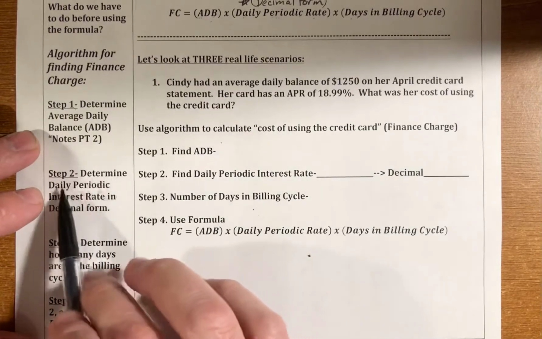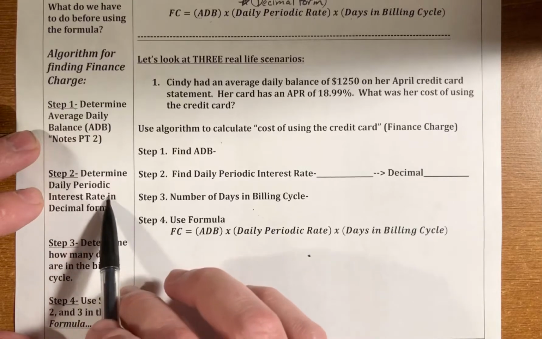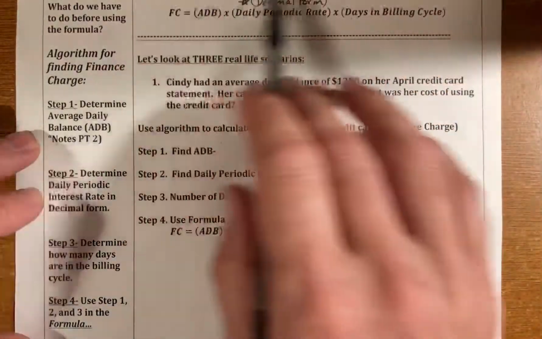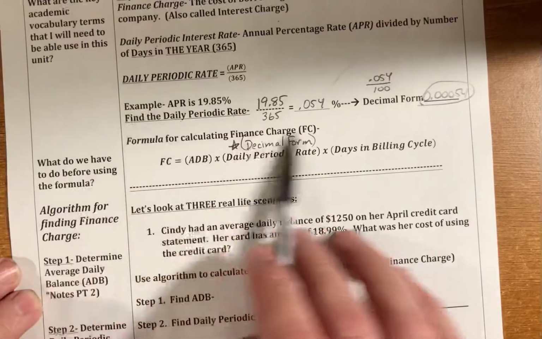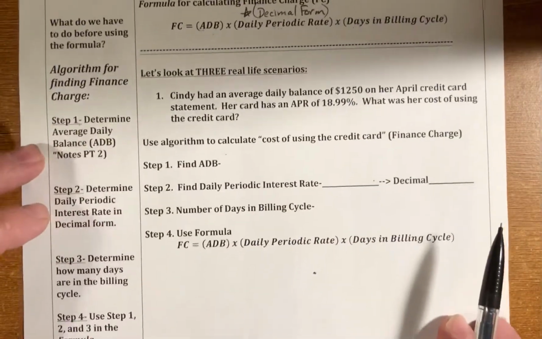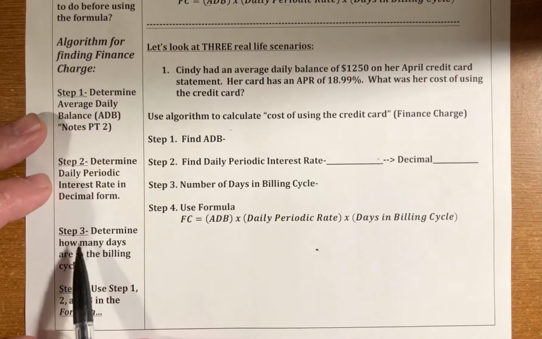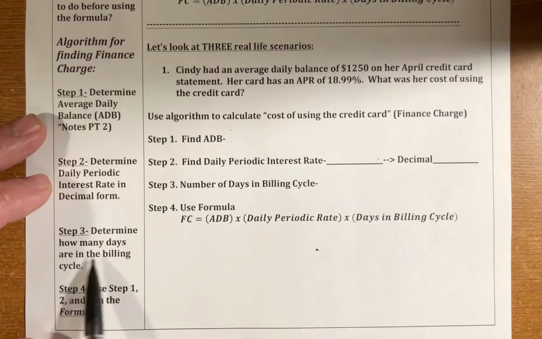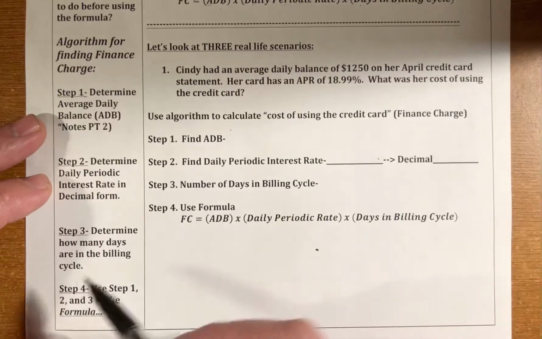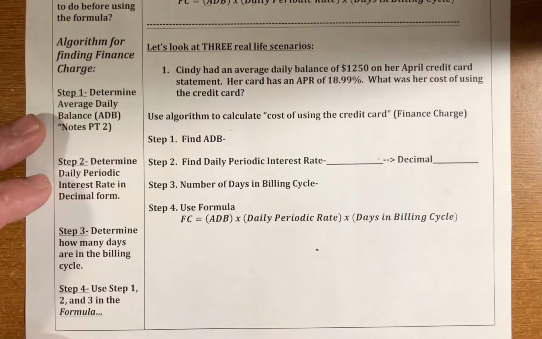Step 2, determine the daily periodic interest rate in decimal form. That's what we did right up here, okay? And we're gonna be able to do that every time, I promise you. And then step 3, determine how many days are in the billing cycle. And for the most part, it's gonna be 30. Depends on the question, okay?